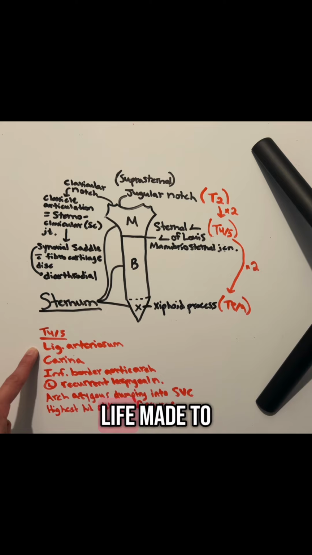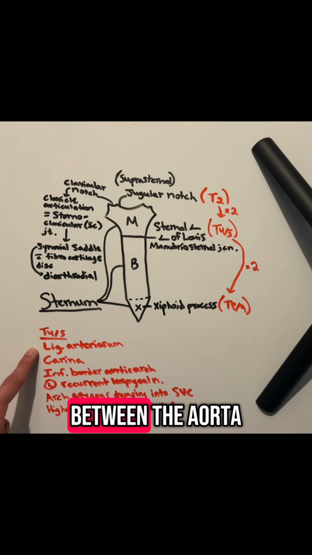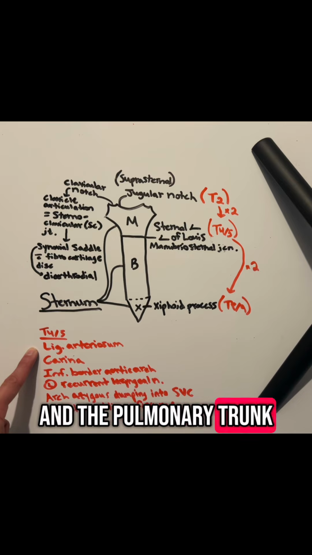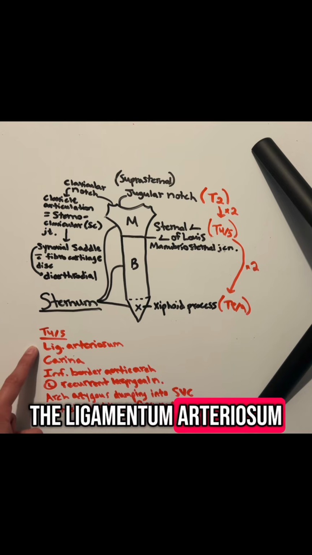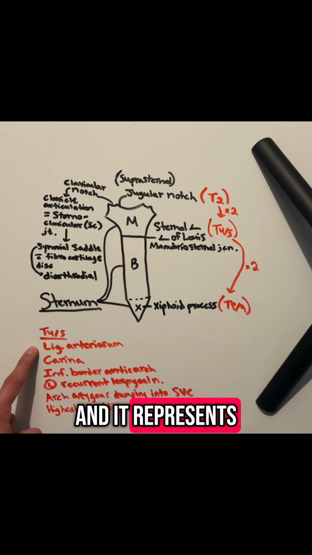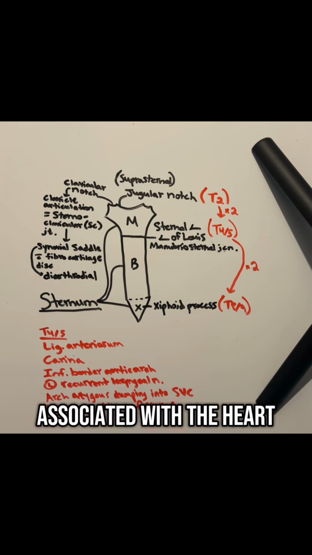fetal life made to bypass the incompetent fetal lungs between the aorta and the pulmonary trunk. So in adult life, it becomes ligamentum arteriosum, and it represents the junction between the aorta and the pulmonary trunk, the two major vessels associated with the heart.